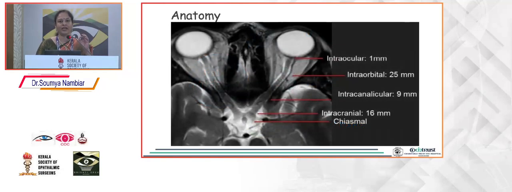This compression can occur in different parts of the optic nerve. It could be intraocular, intraorbital, intracanalicular, or intracranial. Intraocular or something very near to the eye, definitely you may not miss it because it will present with a disc edema, but something behind, that is when you have to be very cautious.